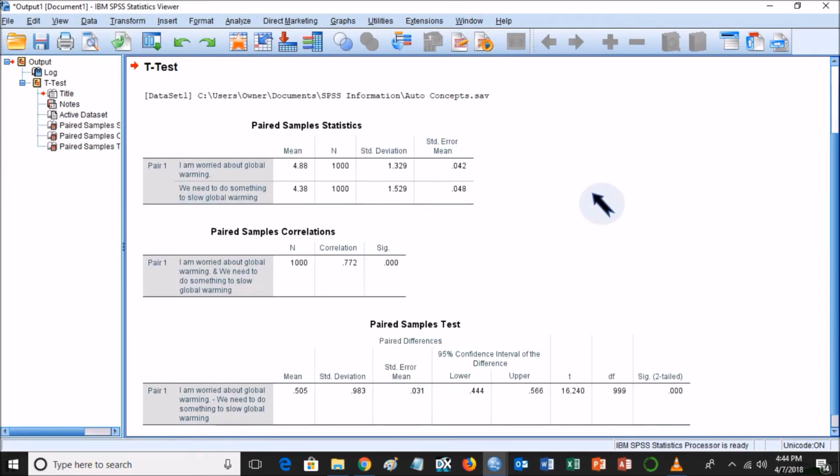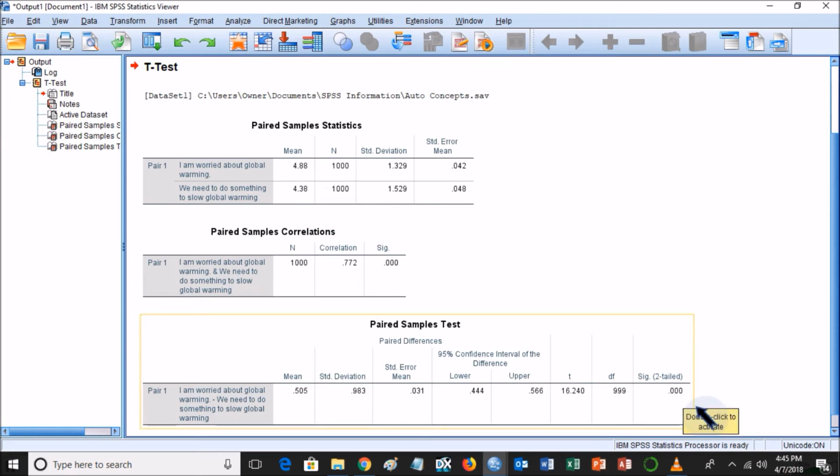Well, here we see the answers. The mean of one is 4.8. The other's like 4.38. Quite a little bit different, but is that statistically different? Well, we pair these up, and the null hypothesis is they're the same.